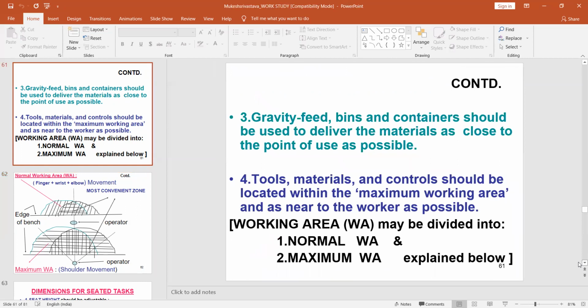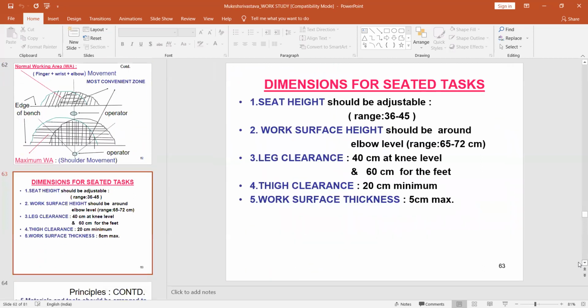So we were saying that tools, materials and controls should be located within the maximum working area. That means whatever tools and equipment you are keeping should be within your maximum working area. They should not be too far from you, so that you can pick that material, tool, equipment or control, and increase the productivity and efficiency while working on that machine.